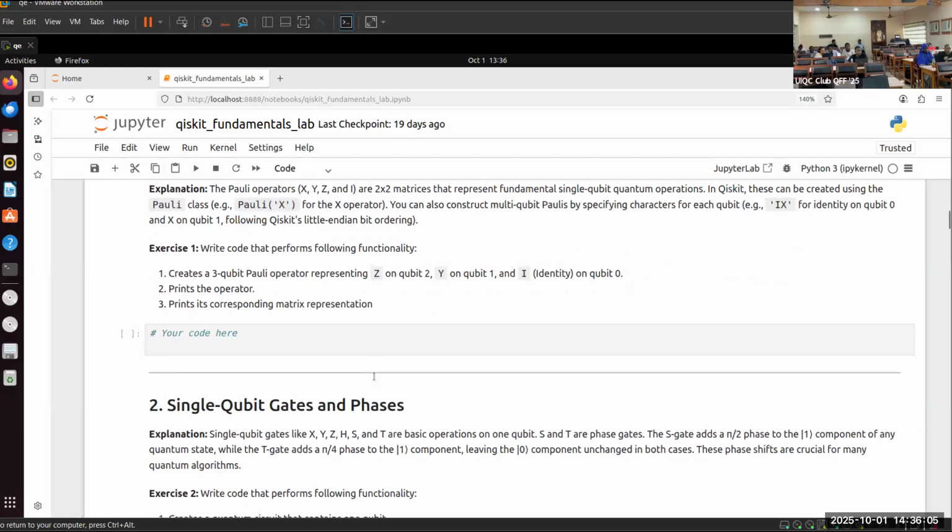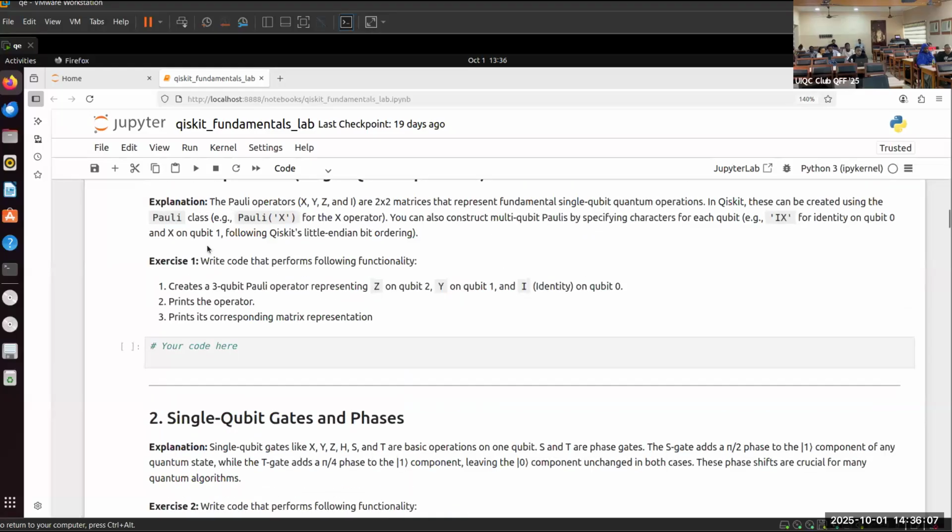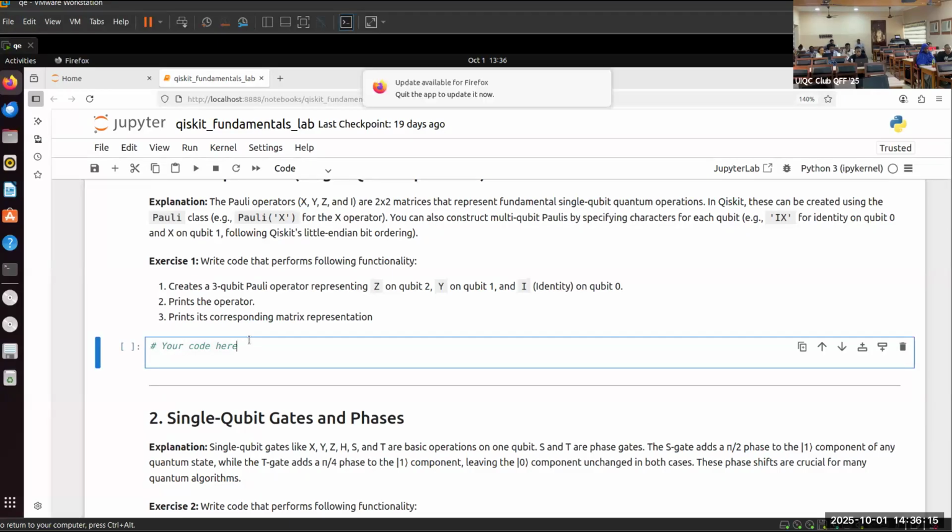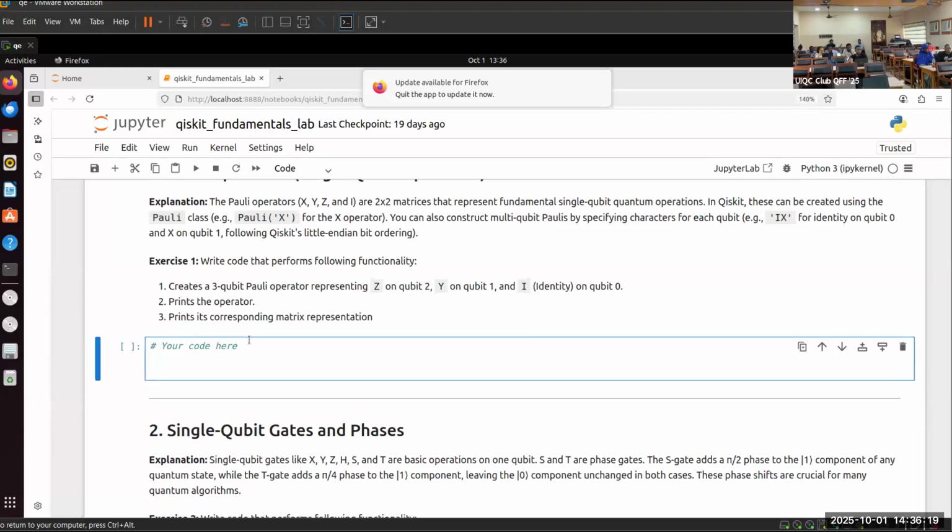So it means that if you understand this exercise, what you are supposed to do, then you have to supply your answer inside a cell like this, where you see your code here. So you have to put your code. You can ignore that line and put your code in the next line.